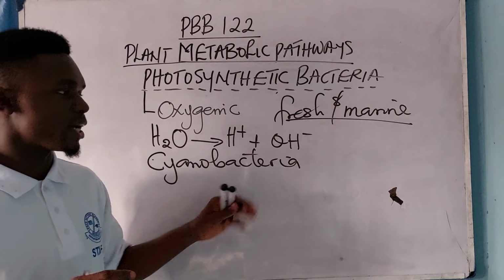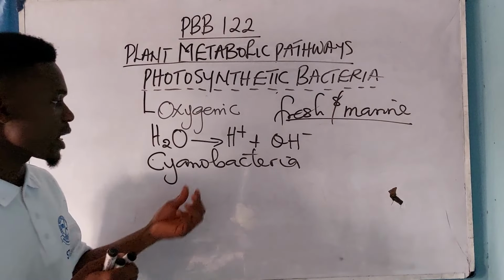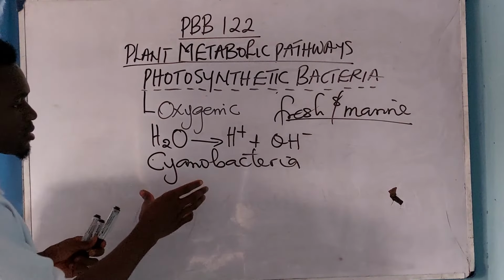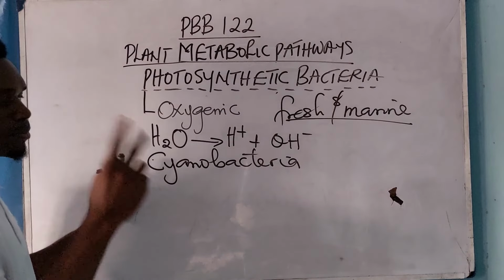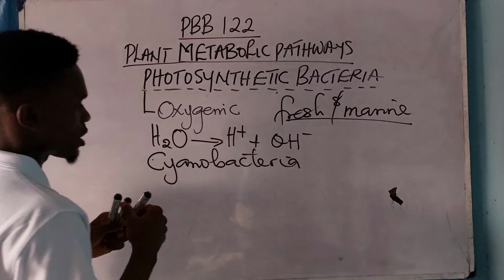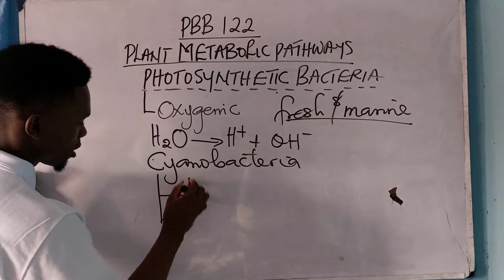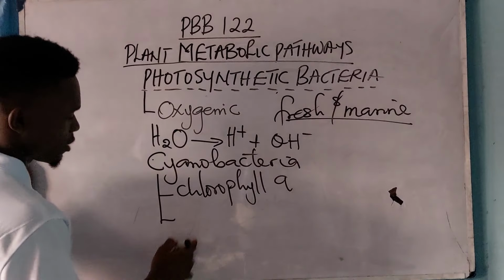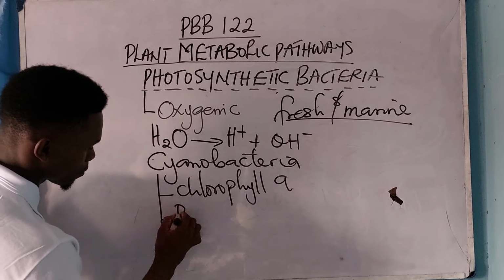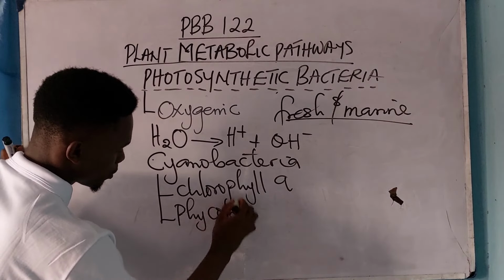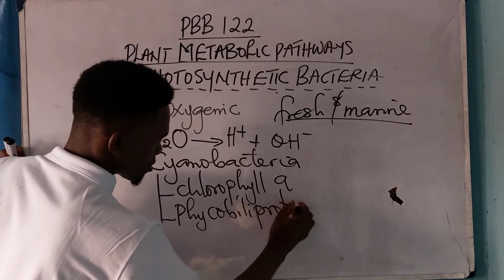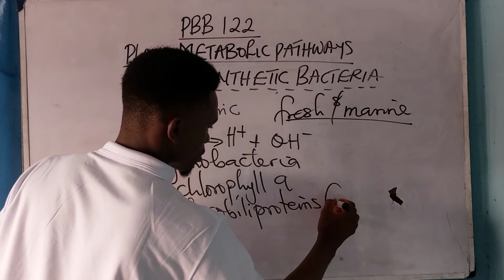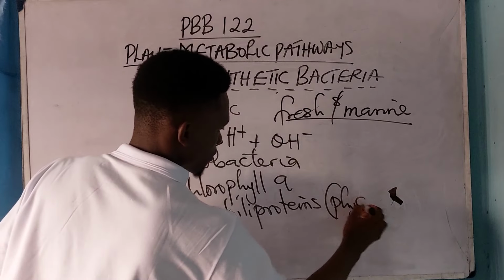Cyanobacteria is a type of bacteria that uses purple pigment to carry out the photosynthetic process. There are two pigments that cyanobacteria uses. The two pigments are chlorophyll A and phycobilin proteins. I can also write it as phycocyanin.